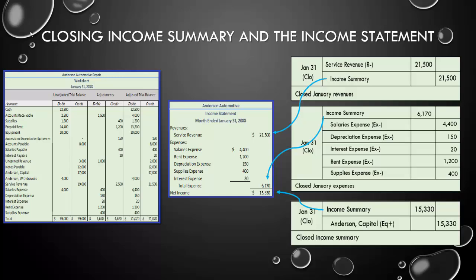The credit to income summary should be equal to your service revenue or total revenues in your first journal entry. The second entry's debit to income summary should be equal to the total expenses on your income statement. And then if you had a profitable month, which we did here, there's going to be a debit to income summary equal to your net income. If for some reason you lost money during the period, well, that third journal entry would be flipped. It would be a debit to Anderson Capital because capital goes down when you lose money, and a credit to income summary.